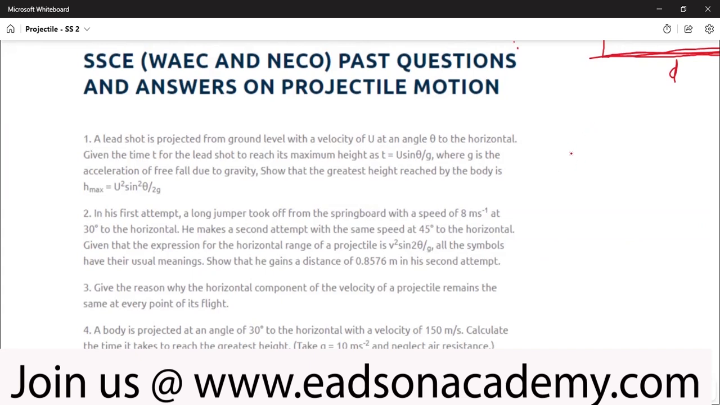Okay, using the equation s equal to ut plus half at squared. The shot put is projected from ground level with a velocity u at an angle theta to the horizontal, and the time to reach its maximum height is given, where g is the acceleration of free fall. Show that the greatest height is reached. So this thing is going up, so g will be negative. That is the point I'm trying to make.